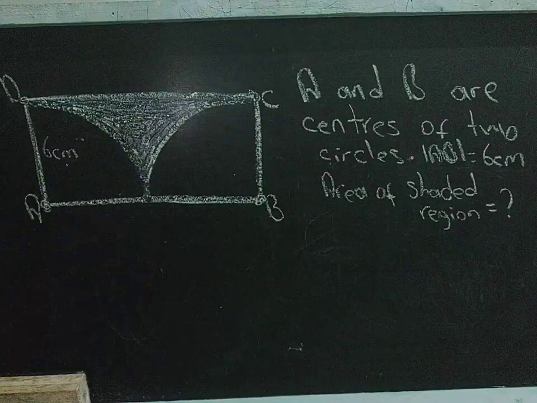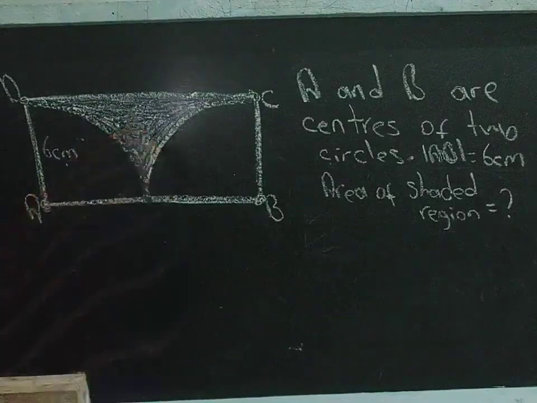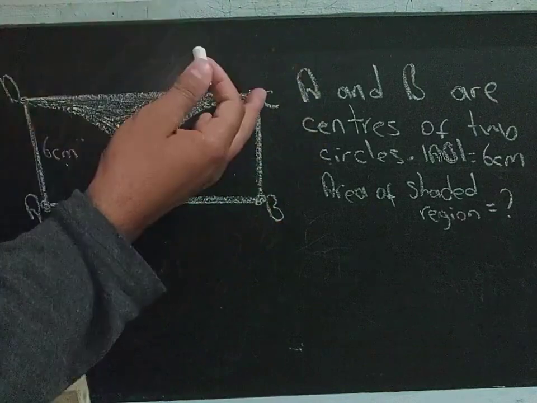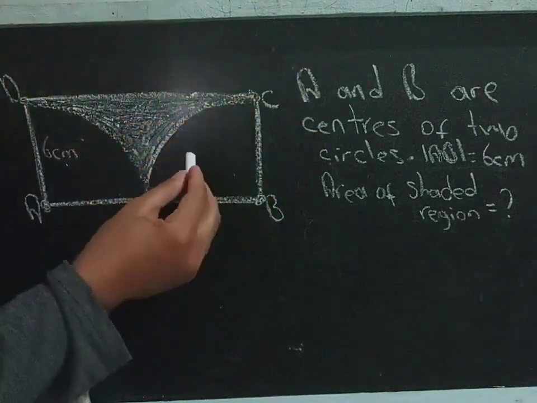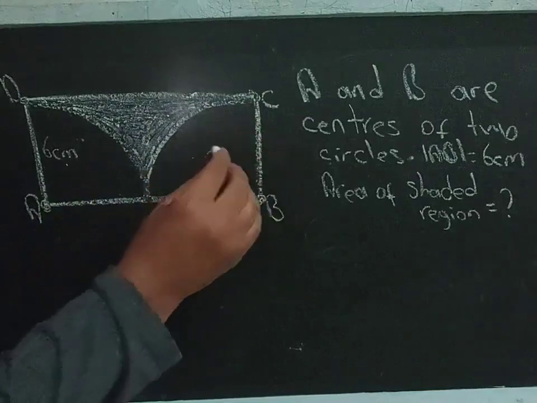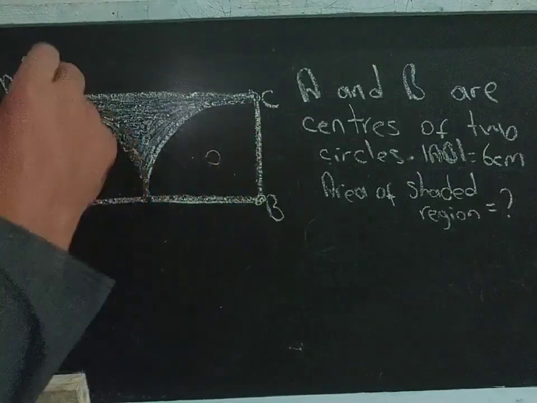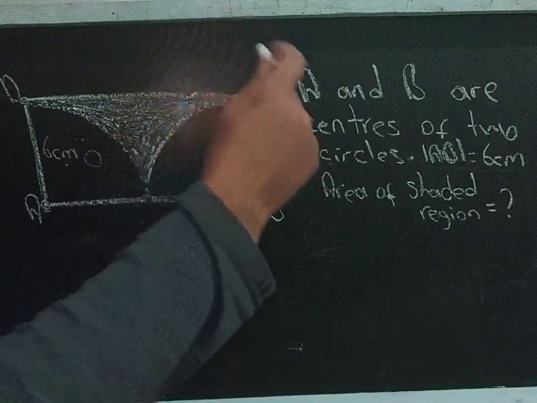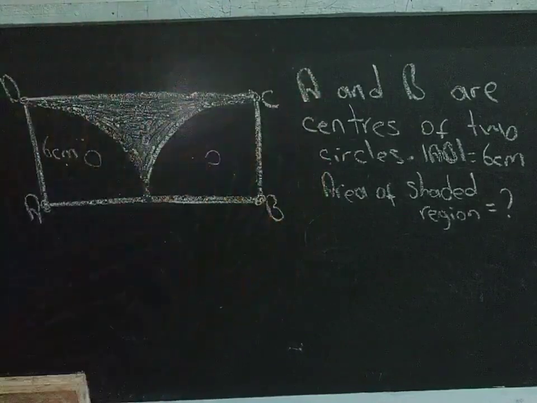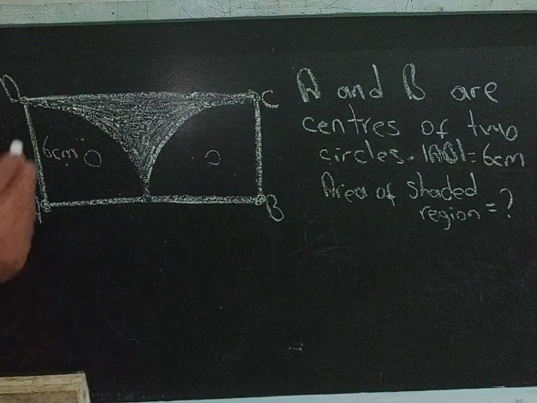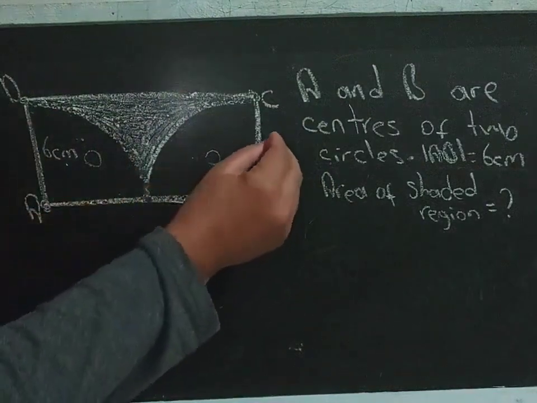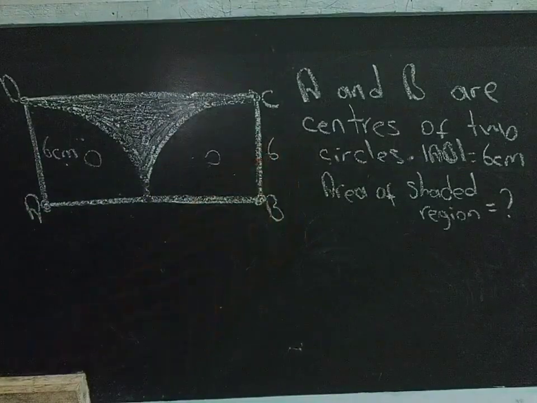So to calculate area of this shaded region, we need to find the area of circle and area of quarter circle. Then you need to subtract from all the area of rectangle. So if this one is 6 centimeters, this is going to be 6 centimeters too.